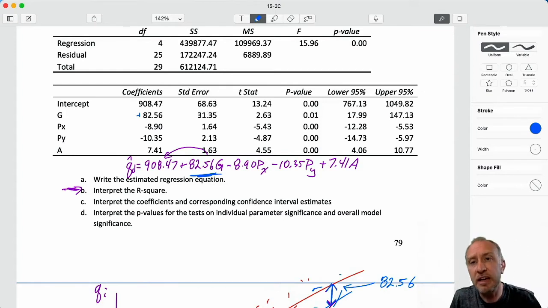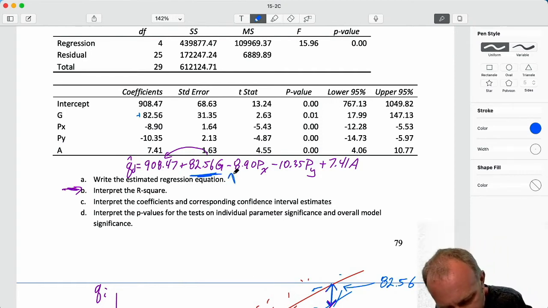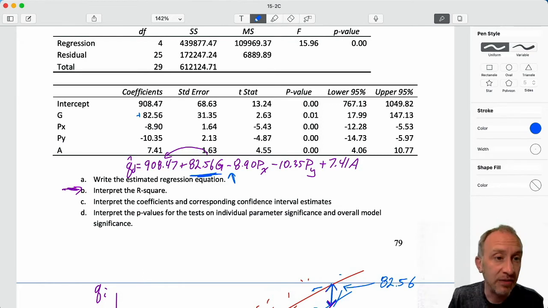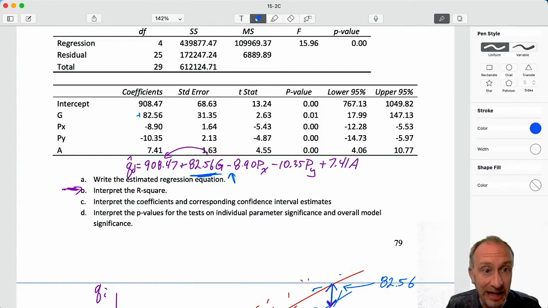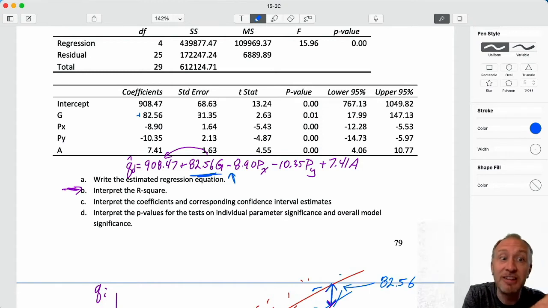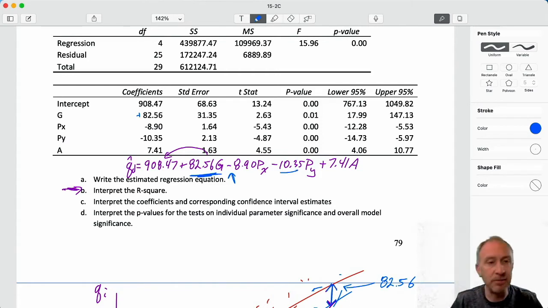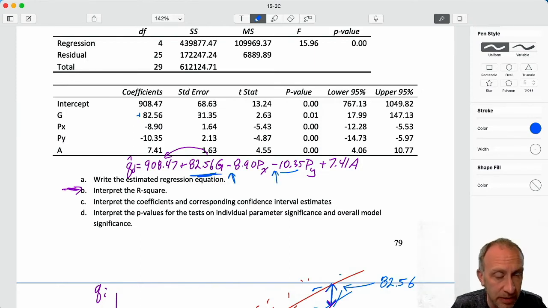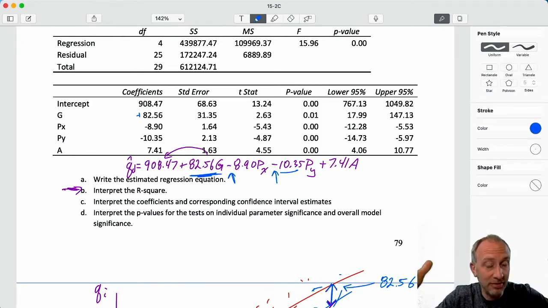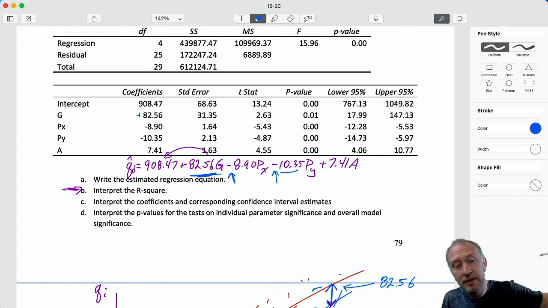Good. Now for the other ones, for its own price, certainly we see a negative coefficient. Law of demand here holds. If we increase the price of this product by $1, quantity demanded will fall by 8.9. Price of the related goods: if the price of that related good increases by $1, quantity demanded of this good will fall by 10.35. I know it's a fall because this is a negative relationship. So certainly those of you with some economics background are thinking, oh, these are complements, right? The price of that complement goes up, quantity demanded for this good goes down.